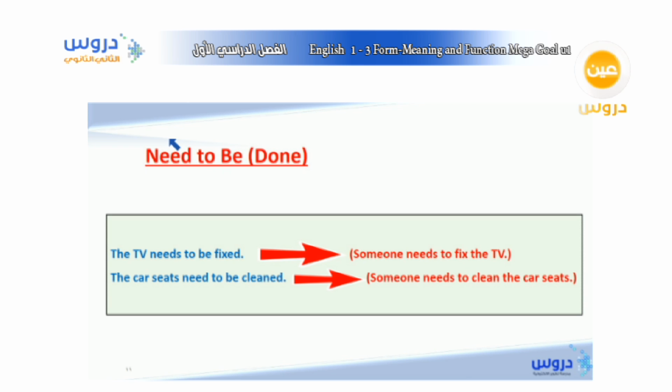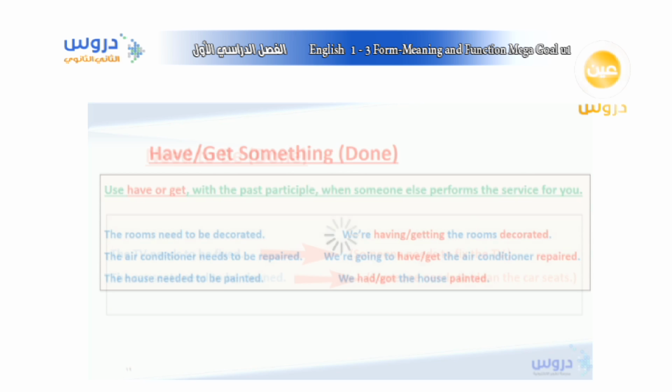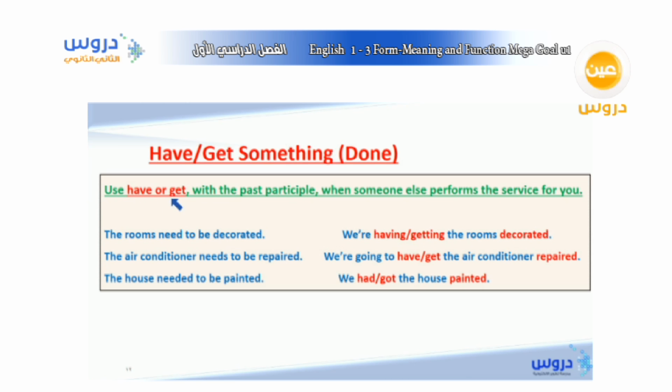Now we have finished talking about comparative and superlative. I think it's clear, and now we are going to talk about something different: it needs to be done. Let's start. The TV needs to be fixed. Someone needs to fix the TV. The car seats need to be cleaned. Someone needs to clean the car seats.